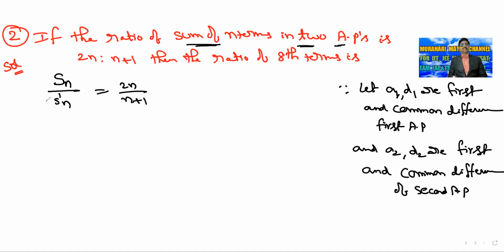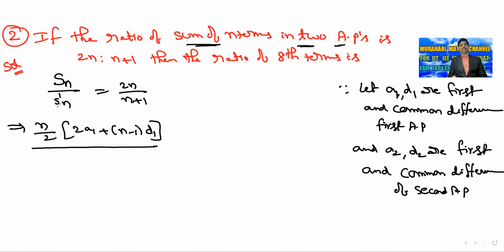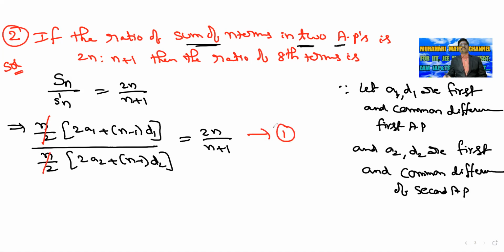Okay, so therefore the Sn formula we have is n by 2 times (2a1 plus (n minus 1) into d1). S dash n will be n by 2 times (2a2 plus (n minus 1) into d2), which is equal to 2n by (n plus 1). Okay, in this, n by 2 gets cancelled. So let us take this as equation 1.